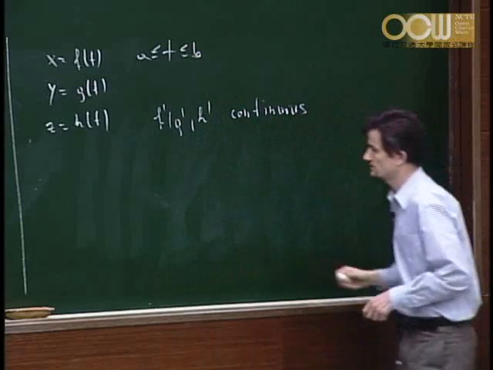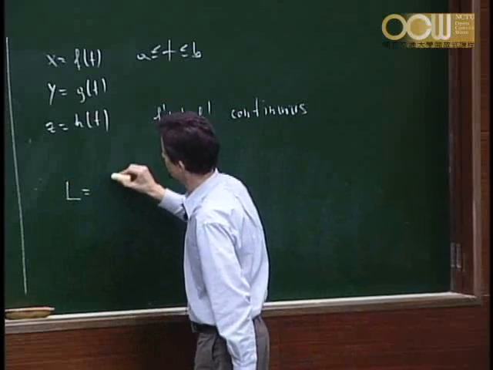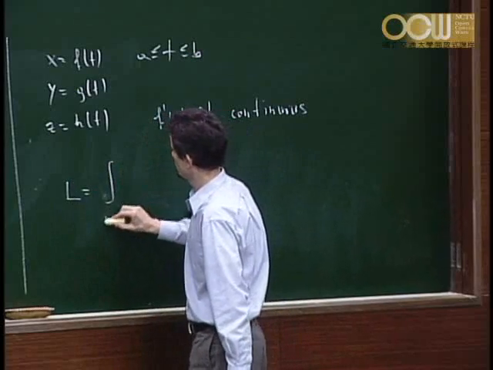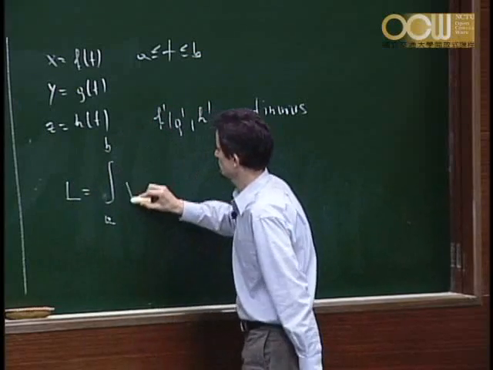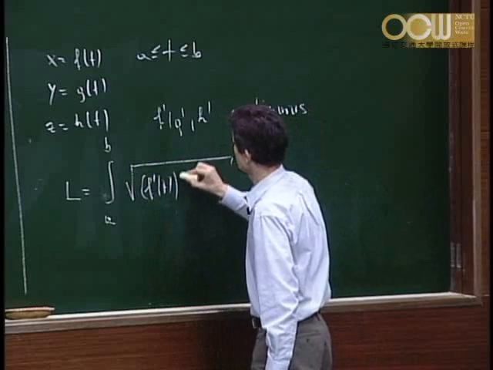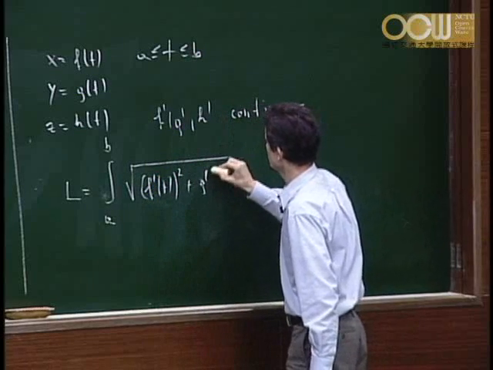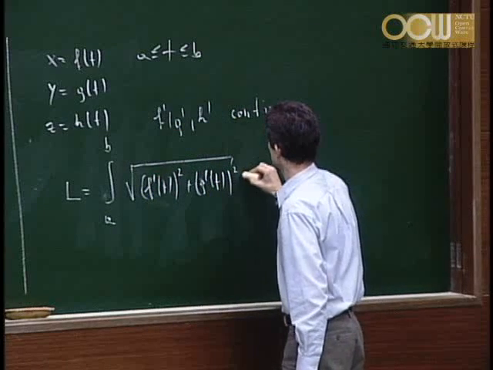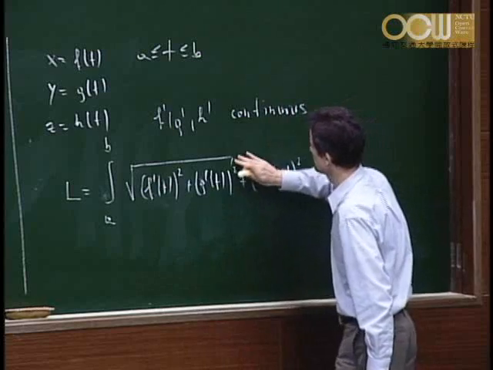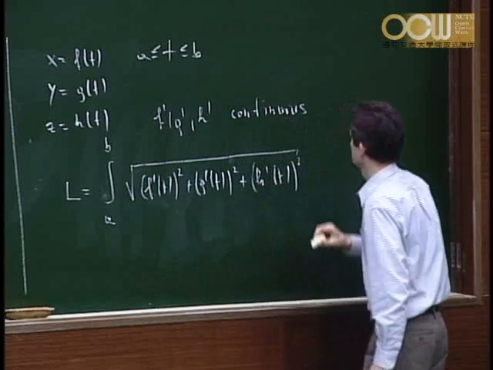Then you can easily prove the same formula: from A to B, the square root of the derivative of f with respect to t squared plus the derivative of g with respect to t squared plus the derivative of h with respect to t squared, dt.